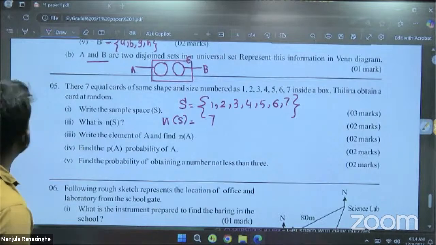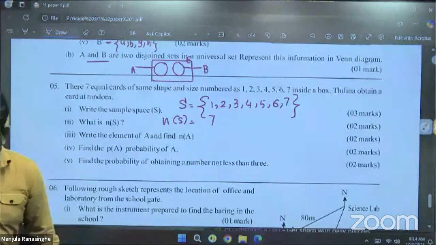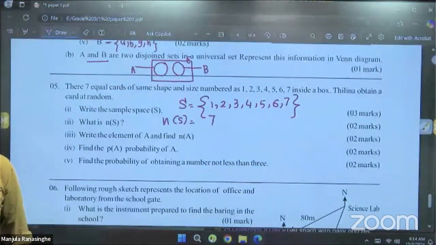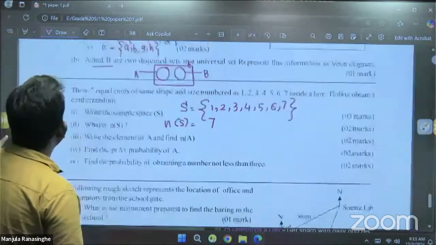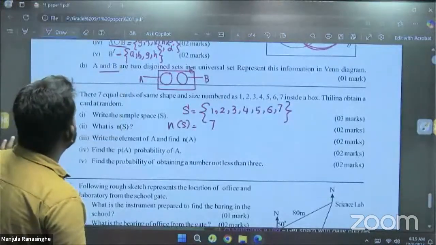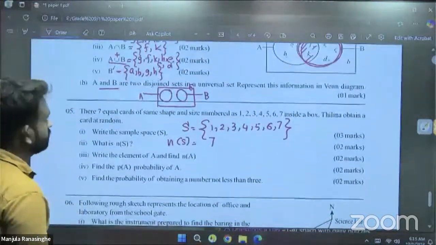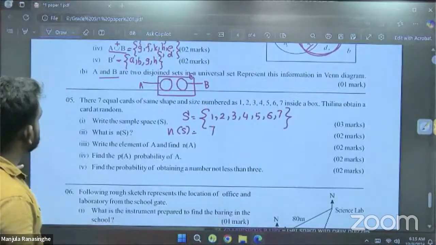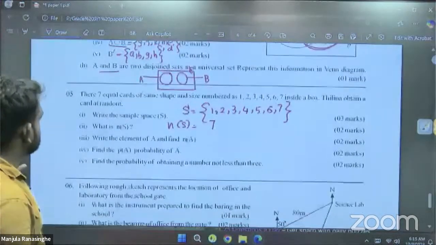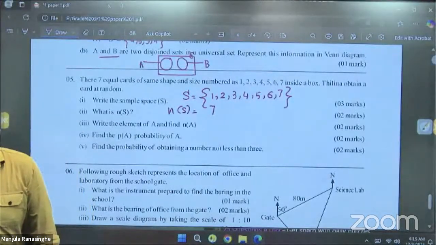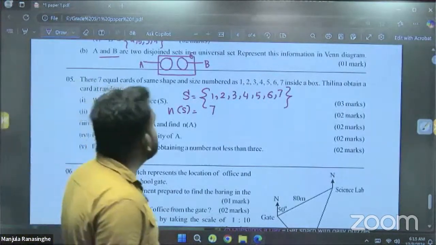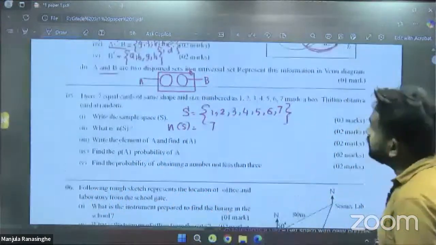What is A here? Did you get the answer? Is A mentioned there? What is A? Anyone got the answer for this one? Can you send a message? What is A there? What is the event here?